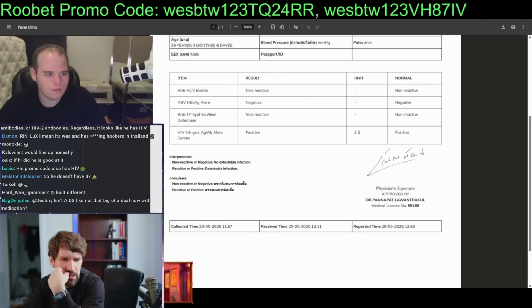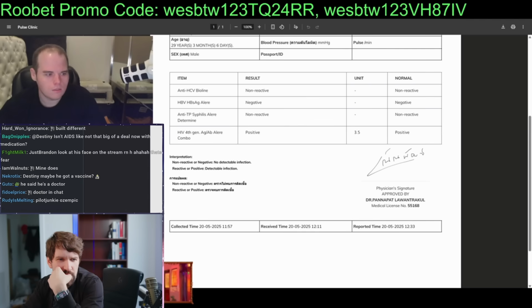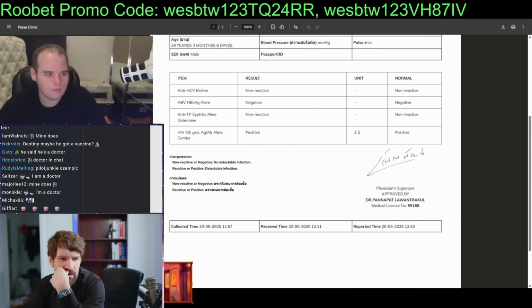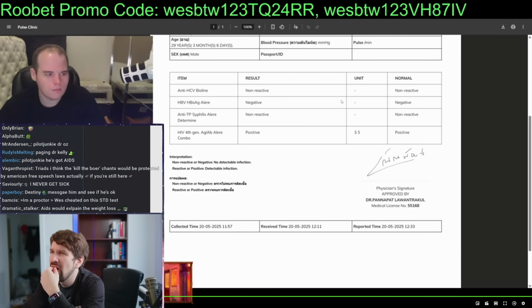Destiny, the thing with HIV is that there's no cure. It will stay in your body. The positive HIV 4th generation antibody test result indicates the presence of either three things. HIV1, I don't know why you're putting the same thing in here. Okay. I'm guessing this is just a form error, maybe. That's my guess.